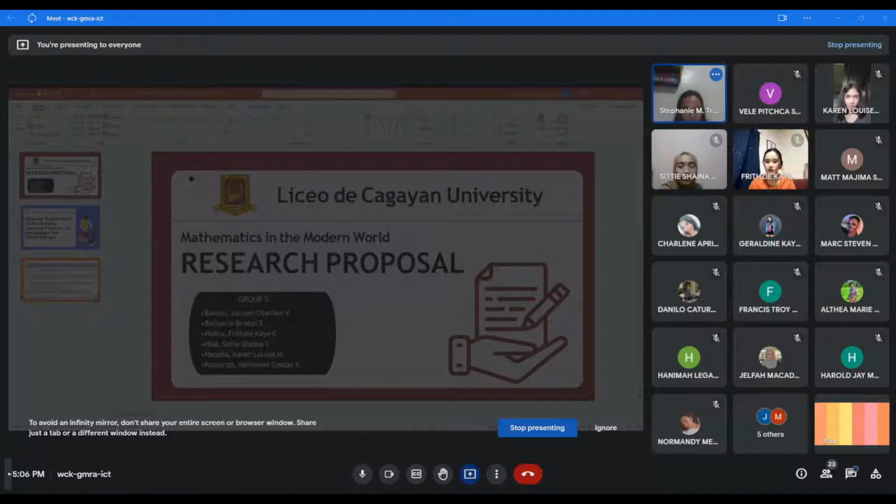Now, the last thing we have for this proposed topic is to conduct this research to help students and other future researchers who will use this report, if ever we gather information or data, as their reference in the future.